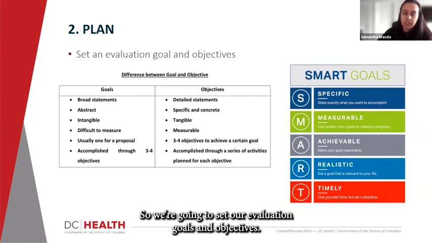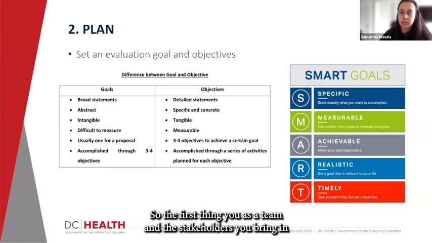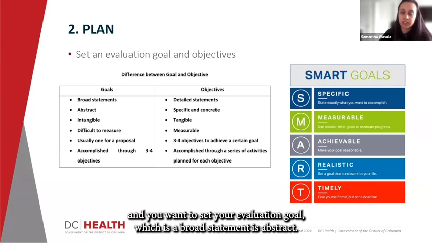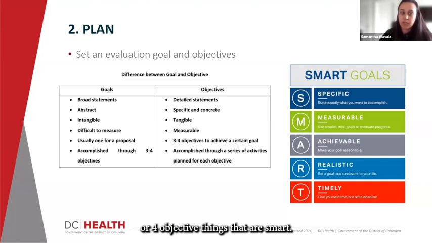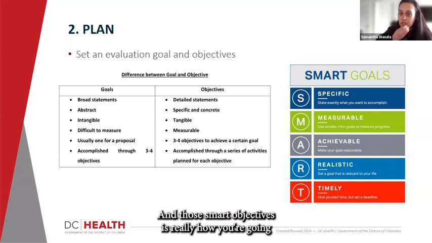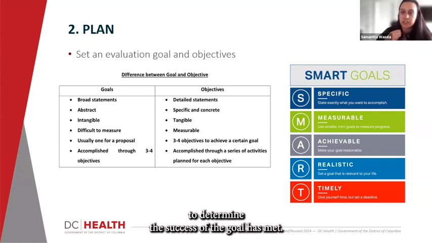So we're going to set our evaluation goals and objectives. So the first thing you as a team and the stakeholders you bring in, you want to set your evaluation goal, which is a broad statement. It's abstract. It doesn't need to be measurable, but it does have 3 or 4 objectives that are SMART. And those SMART objectives are really how you're going to determine if the goal has been met.